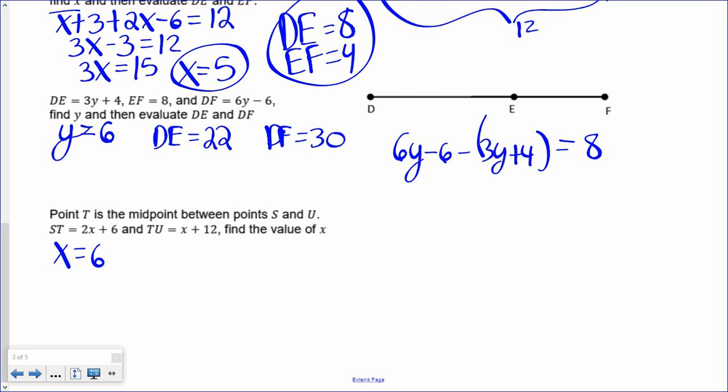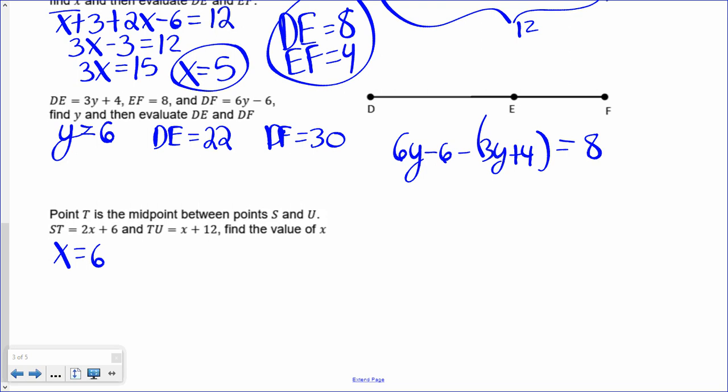Couldn't you have said that 3y plus 4 plus 8 is equal to 6y minus 6? Yes, you could have done the whole minus part equals part, or part plus part equals whole. Whatever method you want, as long as you have all the information, you're good. For the last one, yes.